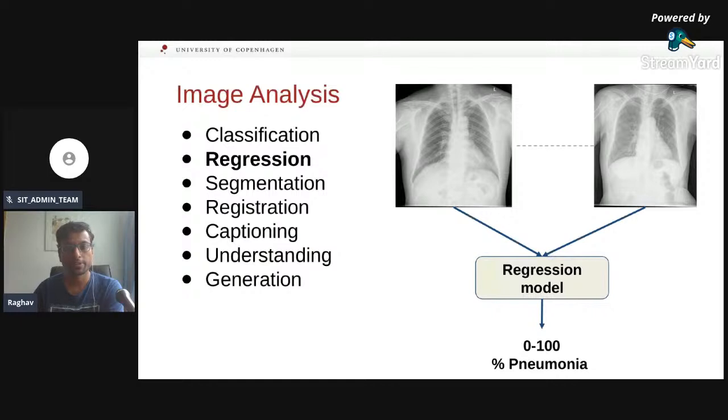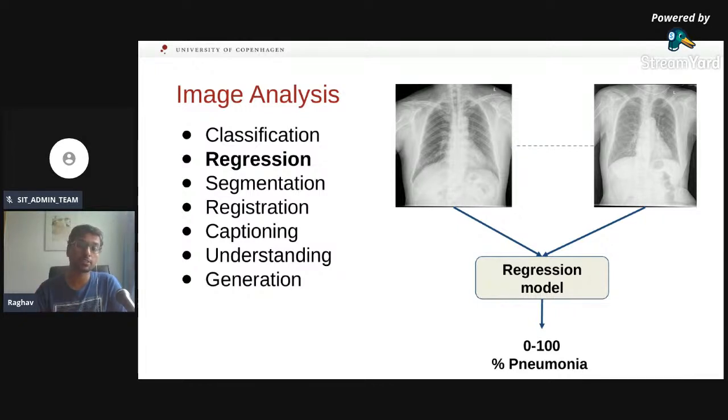So now what is regression? I think most of you are aware of what you would do in a regression task. Instead of a binary classification of either yes or no, you want to give some continuous value to the prediction. So instead of just saying yes or no, you want to say how much of the lung is infected, for instance. If you say pneumonia, right?